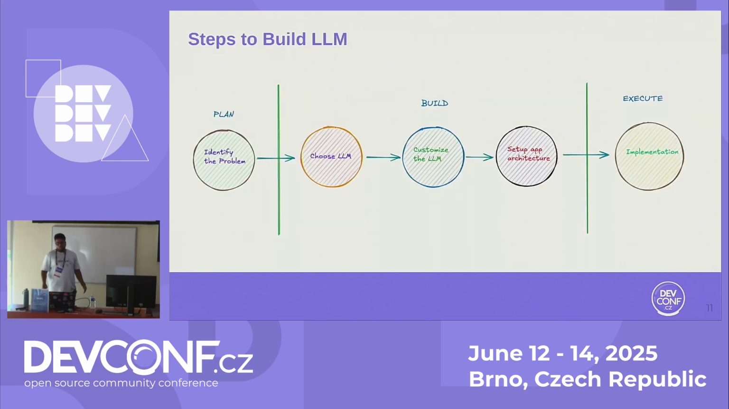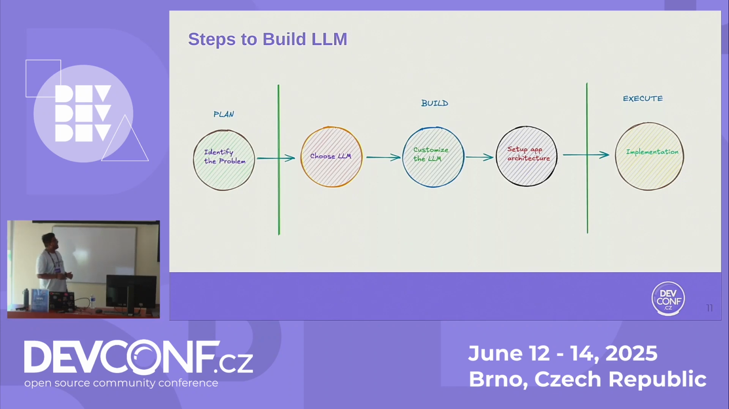Next, what are the steps to build this large language model? The first one is the plan. First, we need to ensure what kind of use case we are trying to solve, identify the problem, then choose the LLM. You can choose an open source LLM or a closed source LLM. Open source LLMs include Llama and InstructLab, and closed source ones like ChatGPT and Claude have APIs and are paid models.